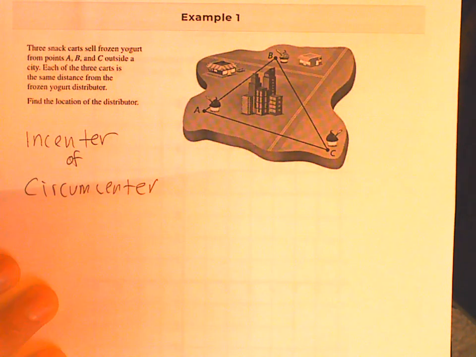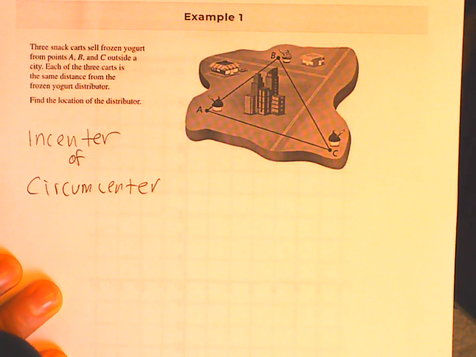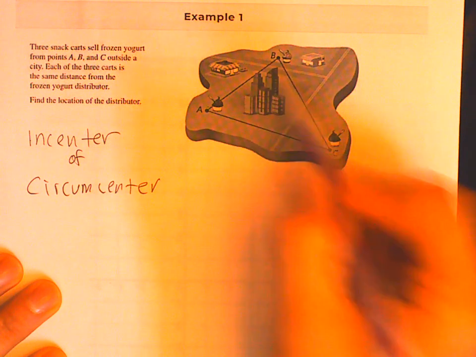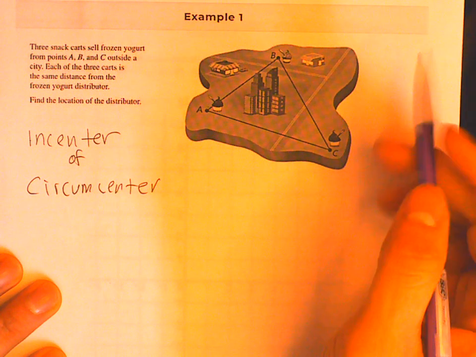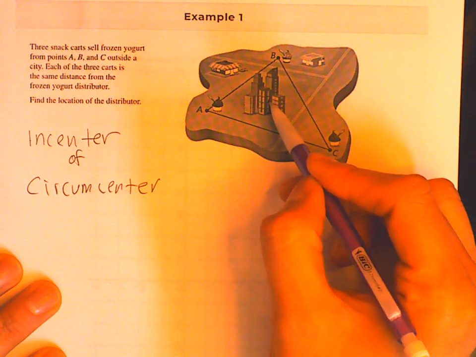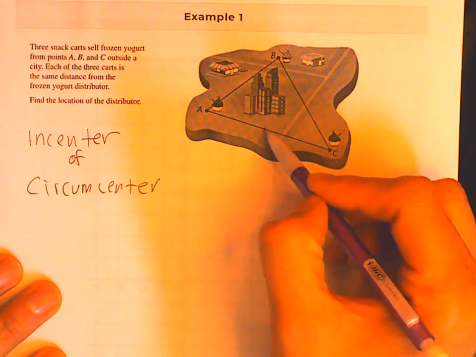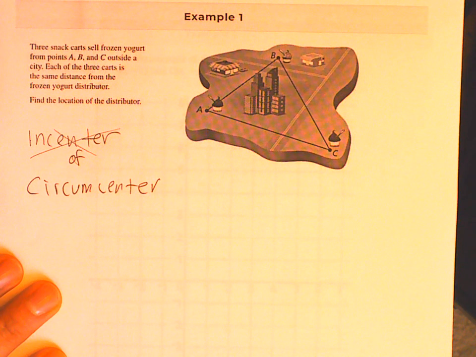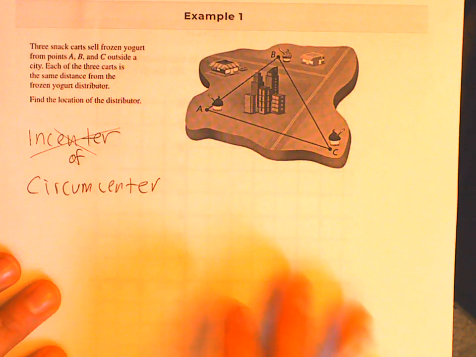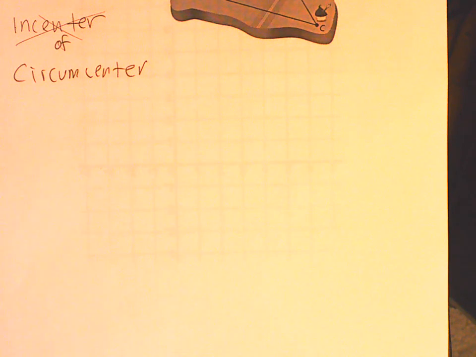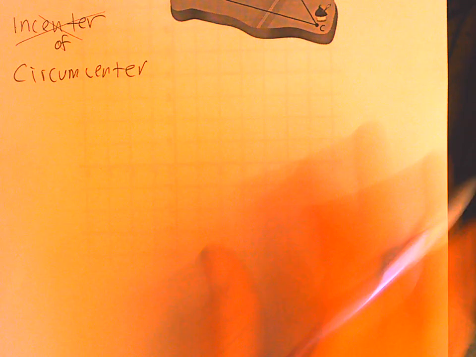So what I'm looking for is a point somewhere in the middle that's going to be equidistant to all the carts right here. The incenter is not going to do that because the incenter is a point where it's equally distant to the sides. So that doesn't help me. I don't need the incenter, I need the circumcenter. So we're going to practice again how to find that. If you didn't get it the first time, second time might just do it.